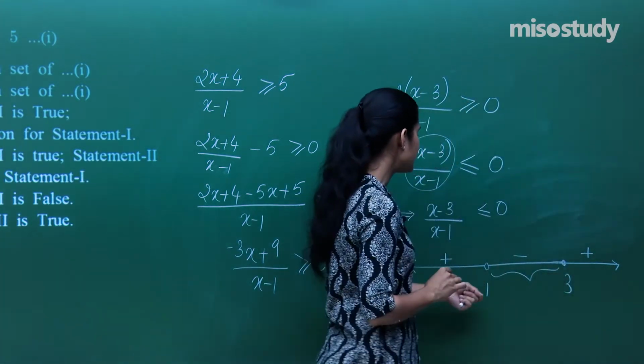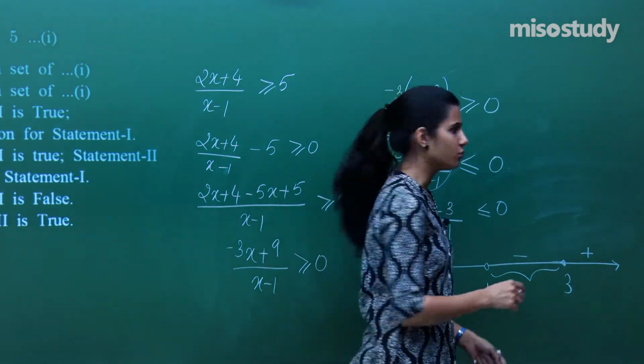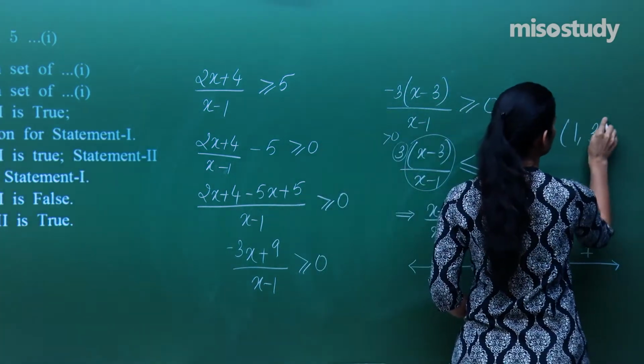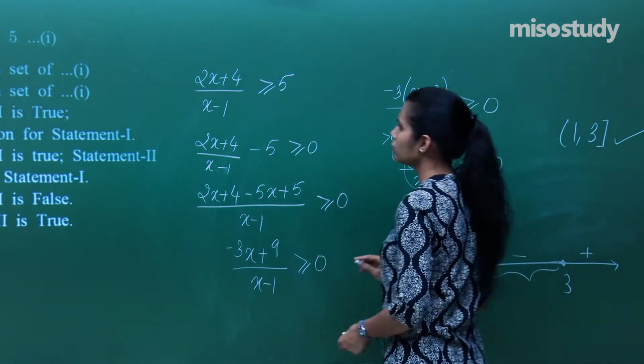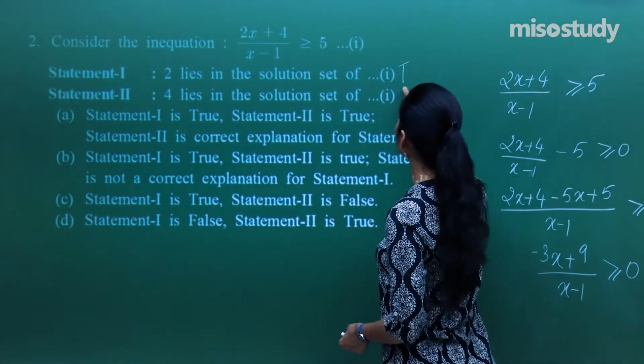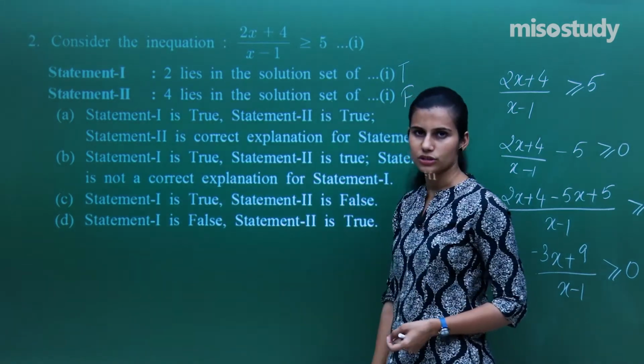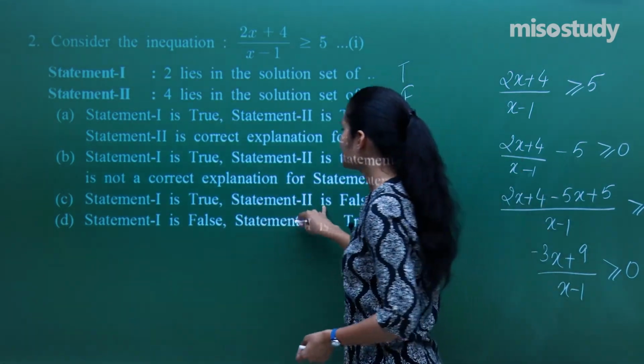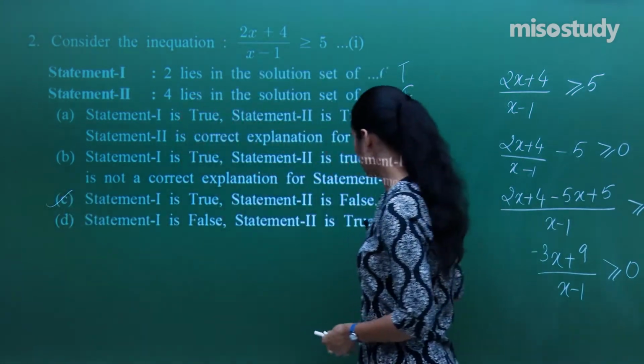So my solution set is 1 open, 3 closed. 1 open, 3 closed is the solution set. So yes, 2 lies in the solution set, but 4 does not lie in the solution set. So statement 1 is true and statement 2 is false.